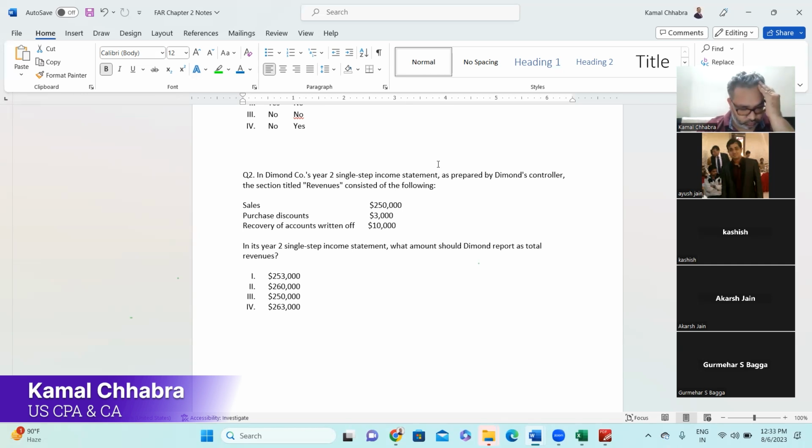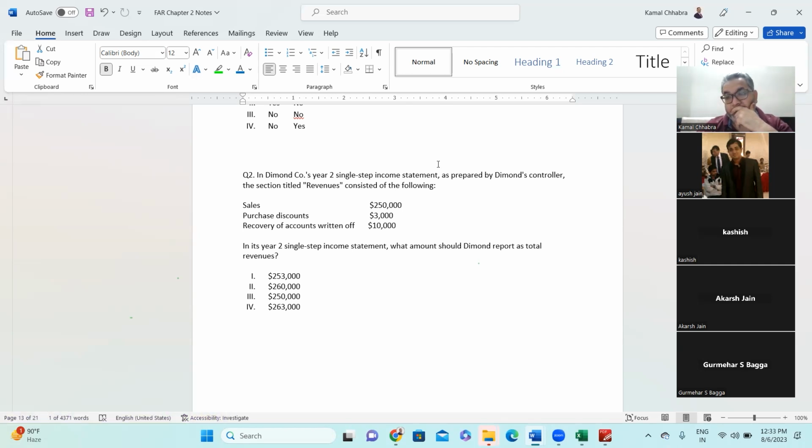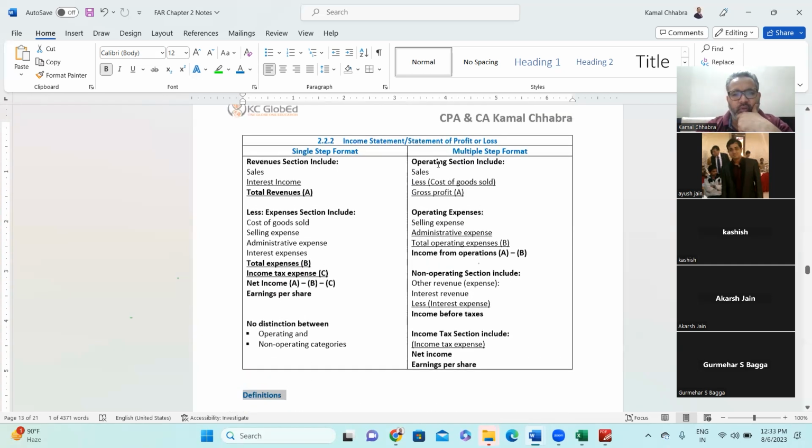Sir, all three, 263,000. Why would purchase discount be part of revenue? Sir, what is purchase discount? Basically, it is reducing our COGS. So is it part of your revenue? But other income will come here. Other income is not included, okay. Then where is other income reported in single step?